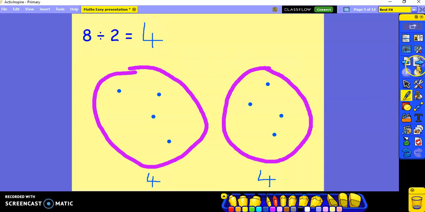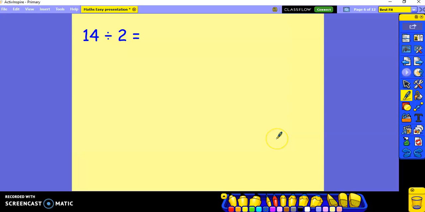Right, the next one is a chance for you to have a go. This time, 14 divided by 2. So again, you can choose whether you want to use 14 objects or whether you want to draw your sharing hoops and share 14 out. So pause the video while you have a go.